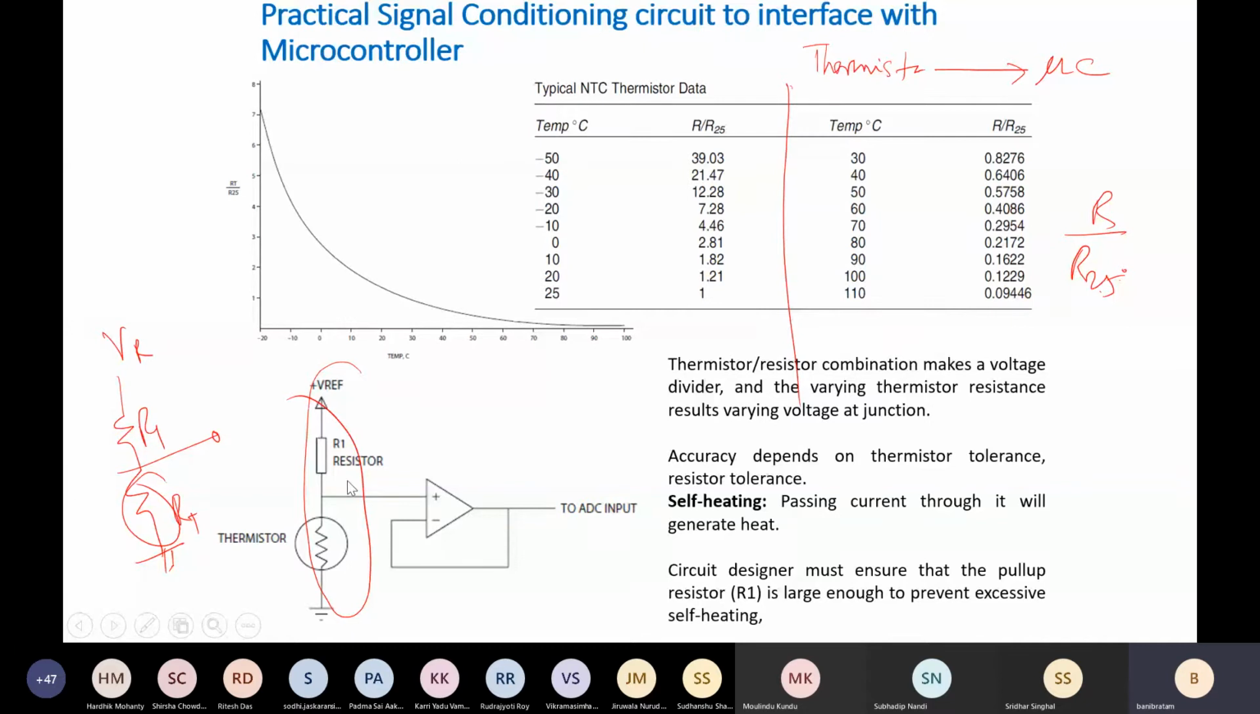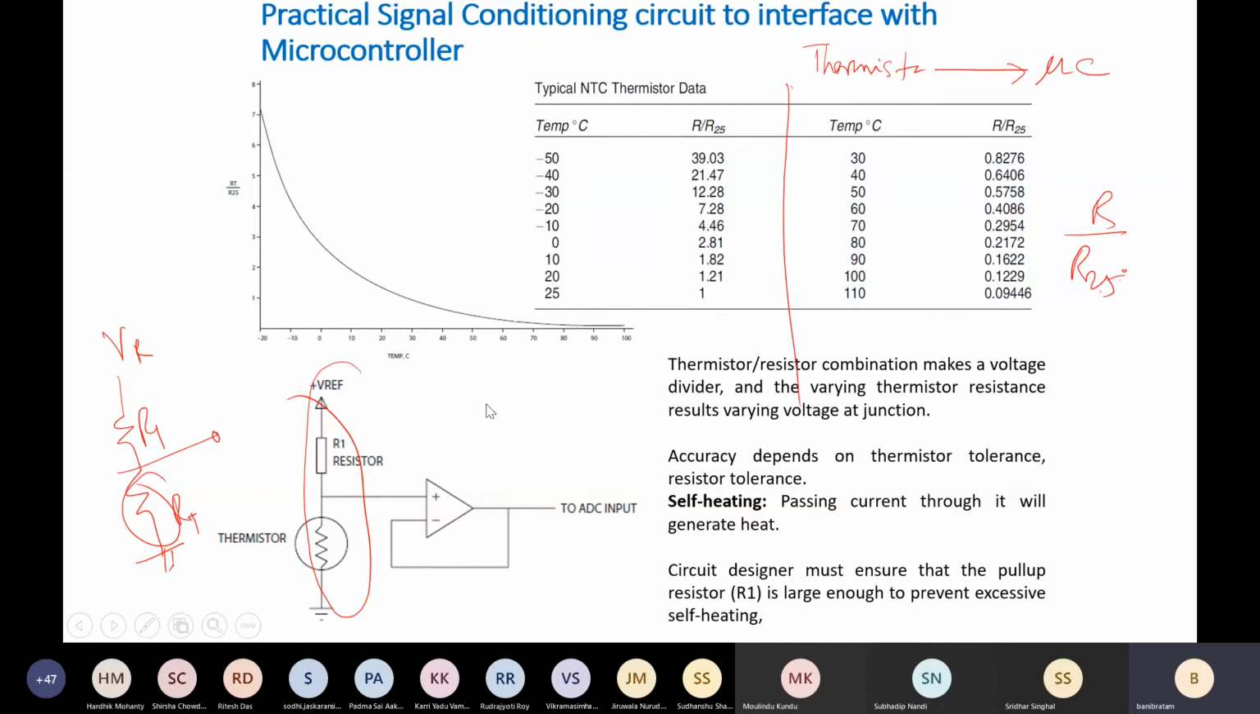I can use a high value of the R1 resistor, because of Ohm's law, V by R is I. By considering a high resistance value, I can reduce the current which is passing through this thermistor, so that due to that current, the heating effect will be less. So that is just one of the practical concepts I discussed.